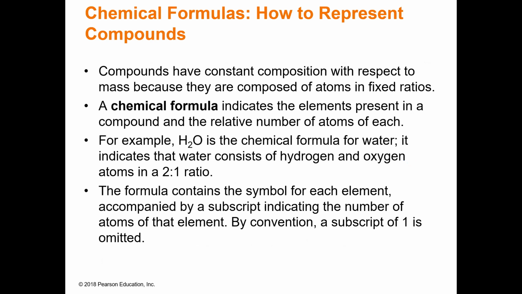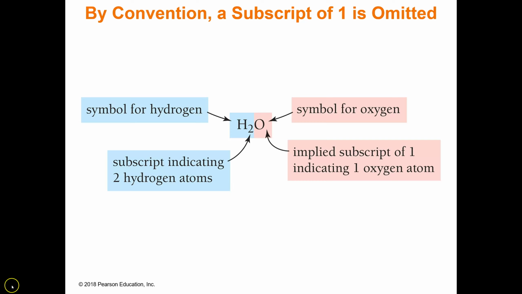We use chemical formulas to represent compounds. These formulas show us what elements are present and how many atoms of each. For example, H2O tells us there are 2 hydrogen atoms and 1 oxygen atom. It's like the molecular blueprint for a substance. When writing chemical formulas, we don't usually show a subscript of 1. For example, in water, we write H2O, not H2O1. The 1 is omitted. It helps keep chemical formulas clean and easy to read.